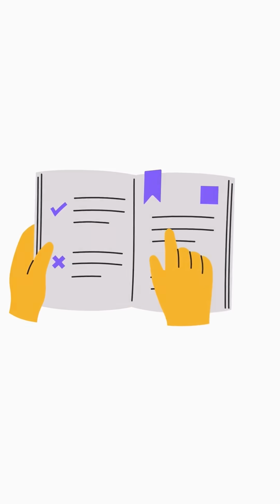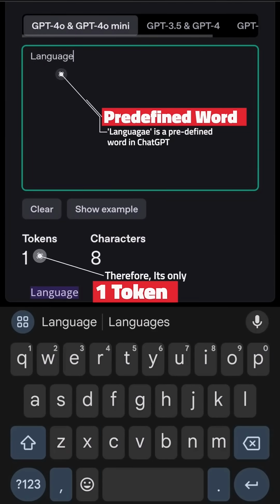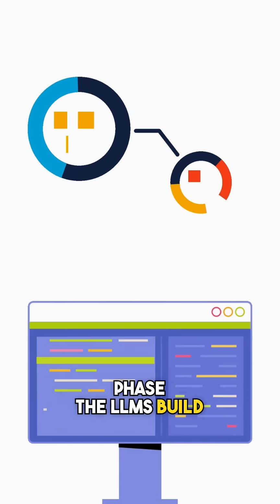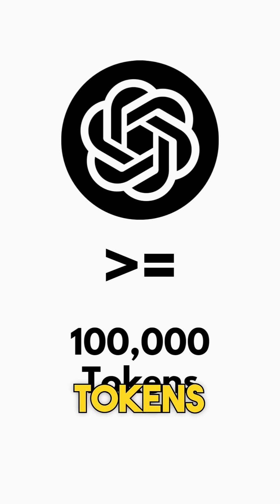But mind you, this breaking follows a series of procedures. First, it checks the words in a sentence against the tokens it already has. In general, during the training phase, the LLMs build a vocabulary of common words, subwords, and symbols. GPT-4's vocabulary has more than 100,000 tokens in its arsenal.